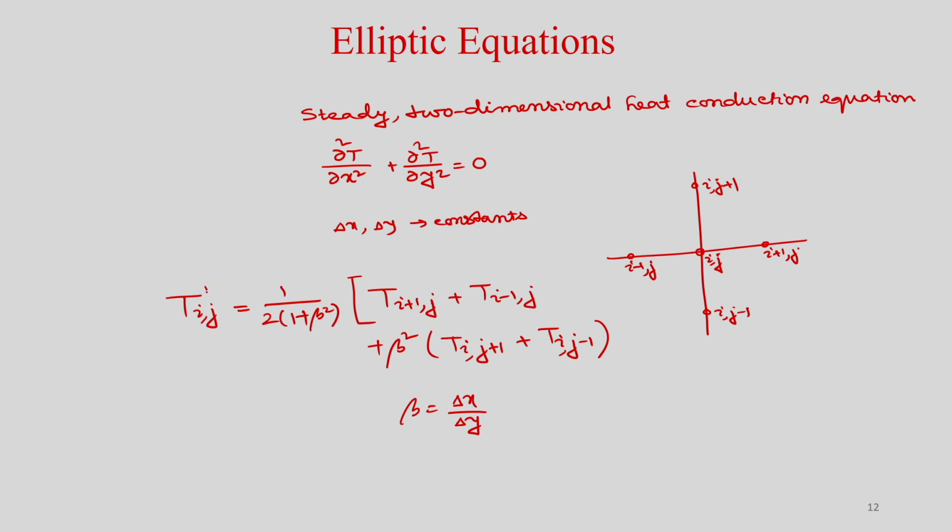So, if you are solving this k plus 1 using Gauss-Seidel, point Gauss-Seidel method, then you can use I plus 1, which you have not solved yet, so it is at k. I minus 1 you have already solved. T I j plus 1 you have not solved, so it is the value available at k, and T I j minus 1 you have already solved, so it is available at k plus 1. So, this is your point Gauss-Seidel method.